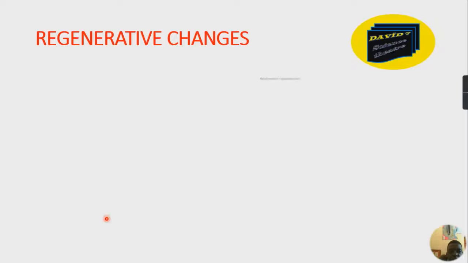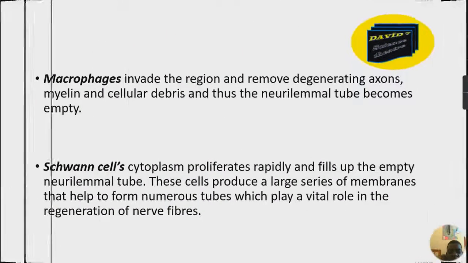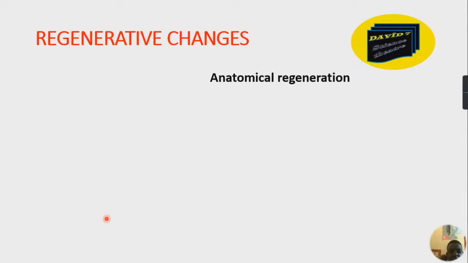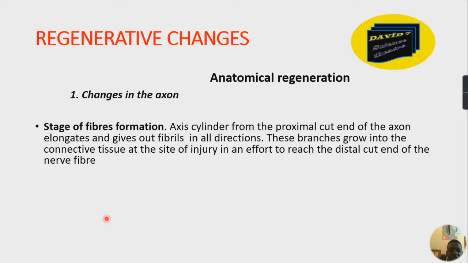So let's continue. Now we've gone to the regeneration changes. Regenerative changes are very many, but not too many. We have anatomical regeneration and functional regeneration. In anatomical regeneration, there are changes which occur within the axon. First, there is a stage of fiber formation, where the axis cylinder from the proximal cut end of the axon elongates and gives out fibrils in all directions. These branches grow into the connective tissue at the site of injury in an effort to reach the distal cut end of the nerve fiber.